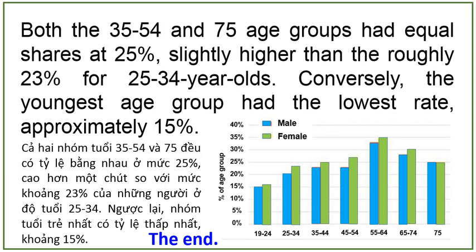Both the 35 to 54 and 75 age groups had equal shares at 25%, slightly higher than the roughly 23% for 25 to 35-year-olds. Conversely, the youngest age group had the lowest rate, approximately 15%.